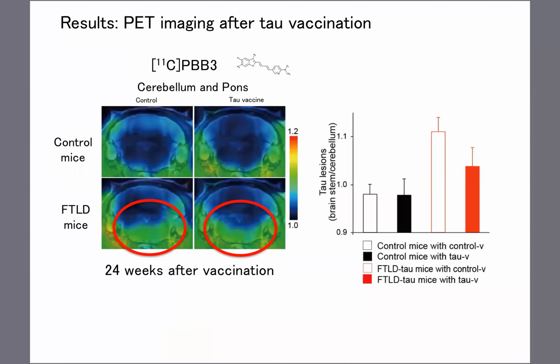A PET radioligand for fibrillary tau inclusions, carbon-11 PBB3, is capable of visualizing densely packed tau fibrils in the brainstem of FTLD mice, but carbon-11 PBB3 PET does not detect neurotoxic pre-tangles to measure tau pathology in the hippocampus of these animals. In our study, there was a trend to suppress carbon-11 PBB3 positive tau deposition in the FTLD mice brainstem at 24 weeks after tau vaccine injection, but the difference in PET signal between the treatment groups was not statistically significant.